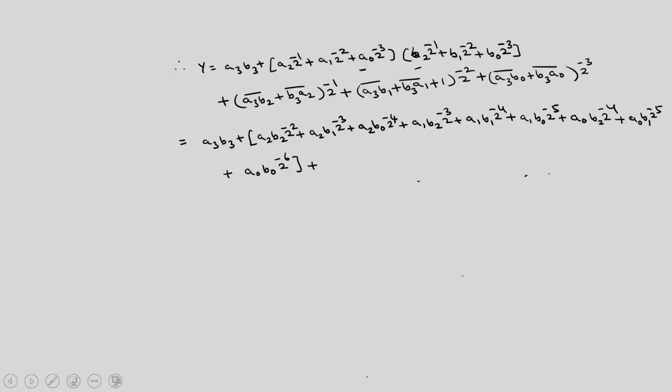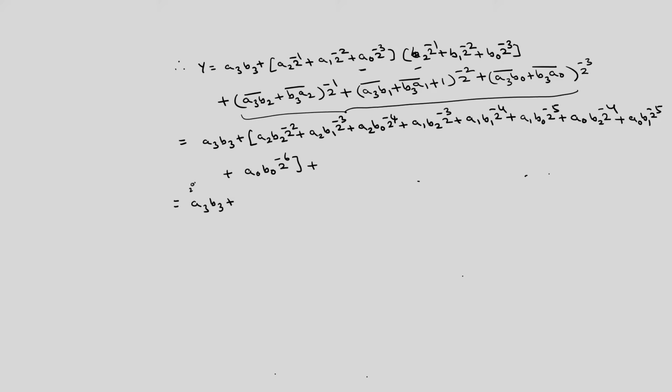plus this entire thing. I am not writing this again. Okay. Now, overall final this value is A3 B3 plus, so what are the total 2 raised to the power of minus 1 coefficient.